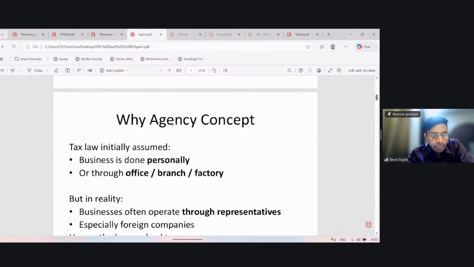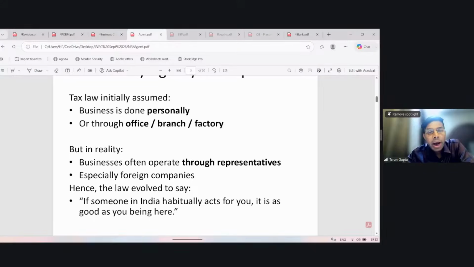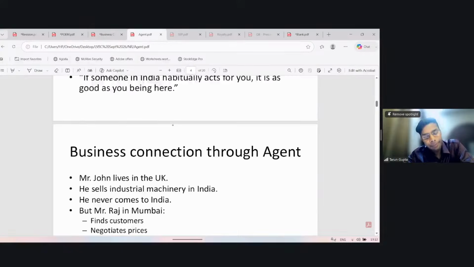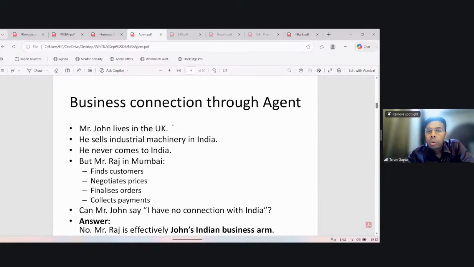Why the agency concept? Tax law initially assumed business is done personally or through office, branch, or factory. But in reality, business often operates through representatives, especially for foreign companies. Hence, the law evolved to say if someone in India habitually acts for you, it is as good as you being here. Right? So by this, you will understand the concept of BC, business connection.